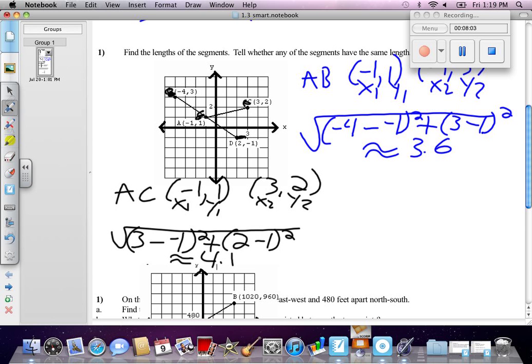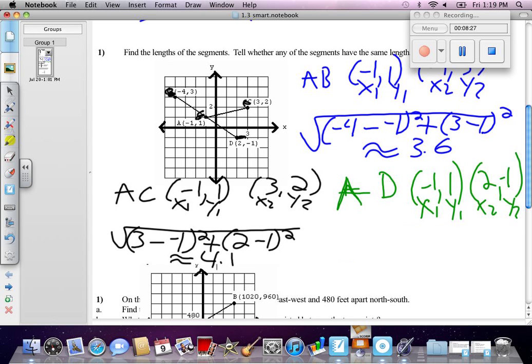Okay, we're going to do the last one. We're going to do from A to D. And A again is negative 1, 1, and D is 2, negative 1. So this is x1, y1, x2, y2, and then I'm just going to plug them in again. So I put parentheses, x2, which is 2, minus a negative 1 squared, plus y2, which is negative 1, minus y1, which is 1, squared.